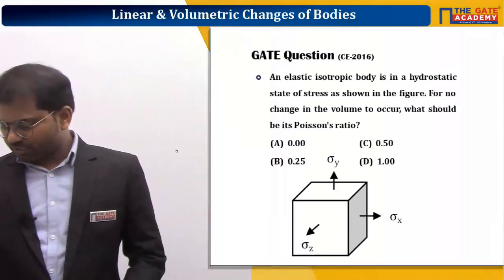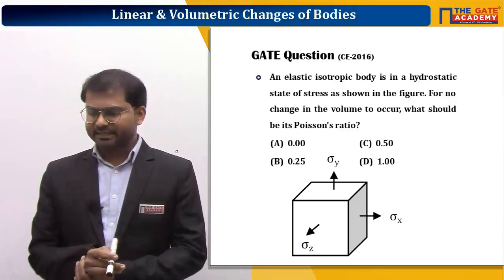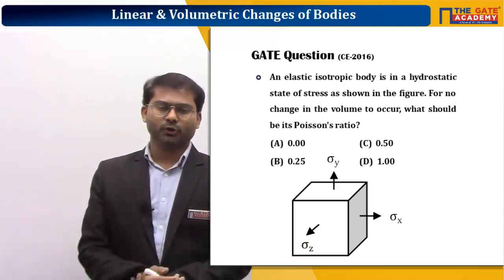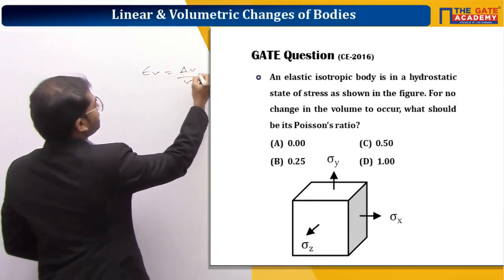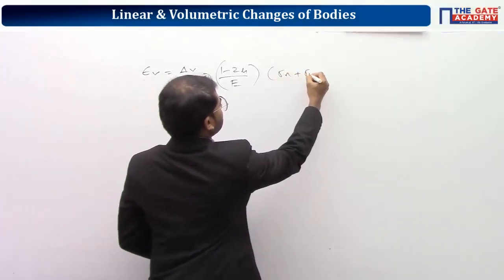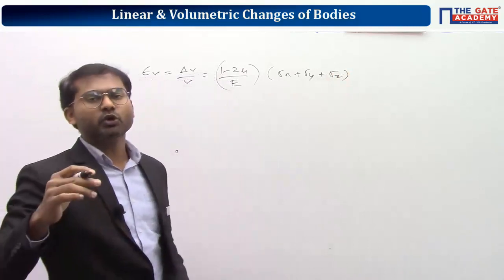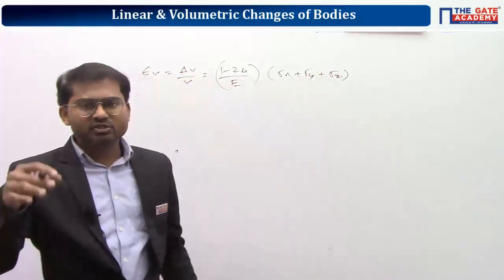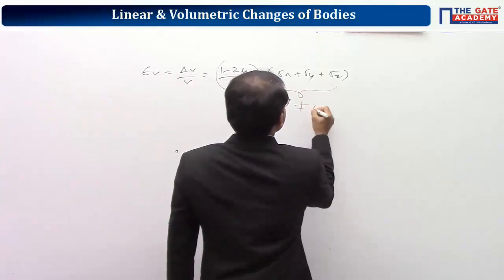For this question, the answer is C. It's given that an elastic isotropic body is in a hydrostatic state of stress as shown in the figure. For no change of volume to occur, what should be its Poisson's ratio? We have the formula for volumetric strain, or change of volume by original volume, as (1 minus 2 mu) by E into (sigma x plus sigma y plus sigma z). I'm taking this equation because we are going with a hydrostatic state of stress. Due to pressure, sigma x, sigma y, sigma z are produced, so this value is non-zero.